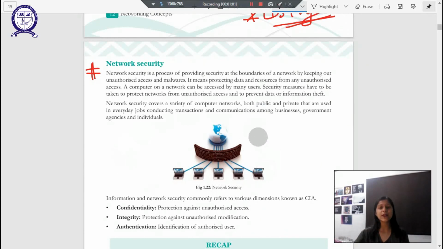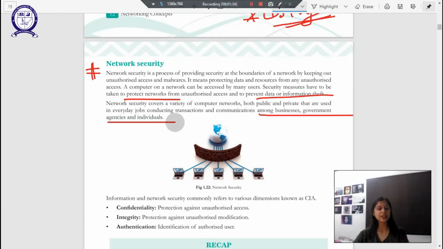A computer on a network can be accessed by many users. A computer system can be accessed by any computer, but it is the responsibility of the network manager that security measures are taken to provide safety, to protect the networks from unauthorized access and to prevent data or information theft. So network security covers a variety of computer networks, both public and private, that are used in everyday jobs, conducting transactions and communications among businesses, government agencies and individuals.